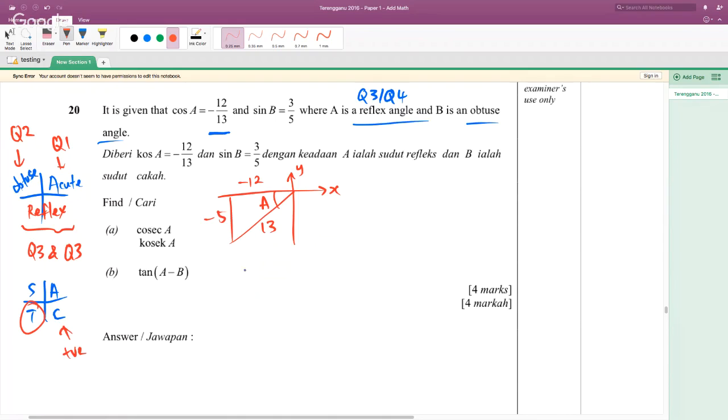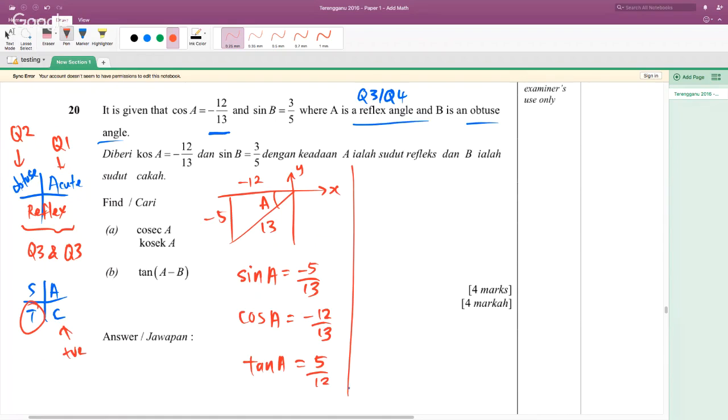So therefore, I work out all the sine, cos and tangent of A. Sine A is equal to -5 over 13. Cos A is given already, I just copy -12 over 13. And tangent A is just equal to 5 over 12. Must put the negative sign? Yes, you have to put the negative. If you have no negative, the whole sine cos tangent thing will be wrong.